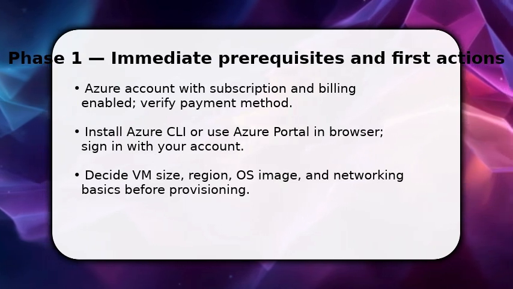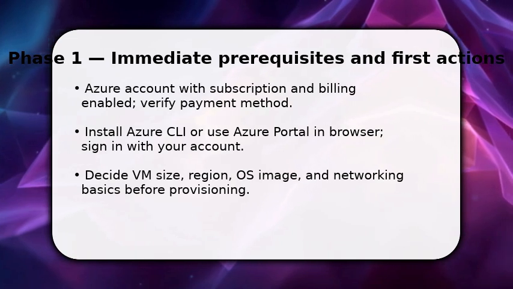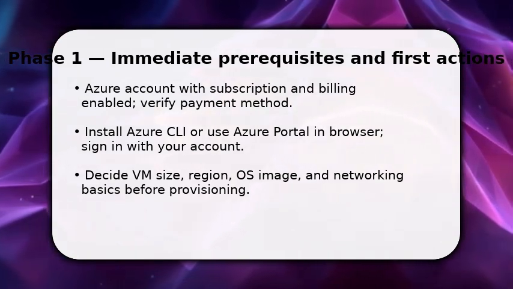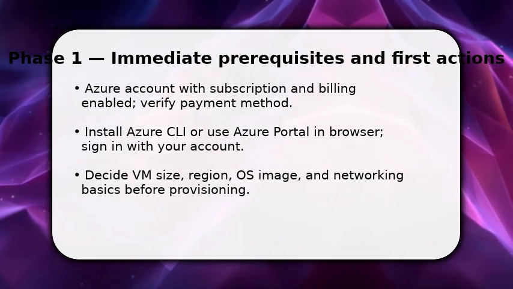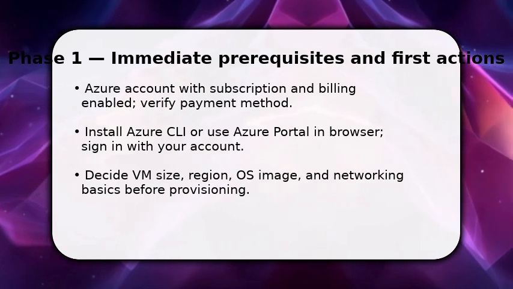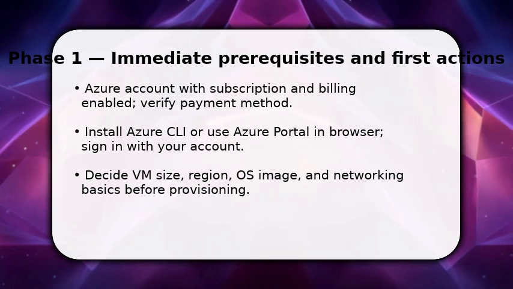Next, pick an OS image and VM size that fits load expectations, because sizing impacts cost and performance. Once done, create a resource group to contain related resources so management is simpler. Make sure to record the region and naming convention. This avoids conflicts later when deploying storage and networking.